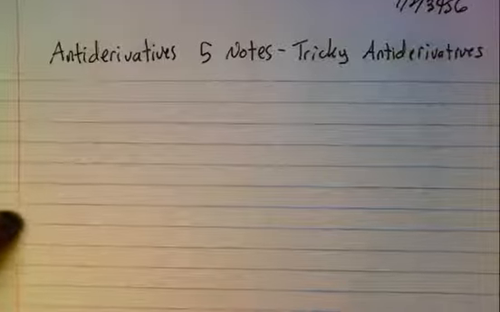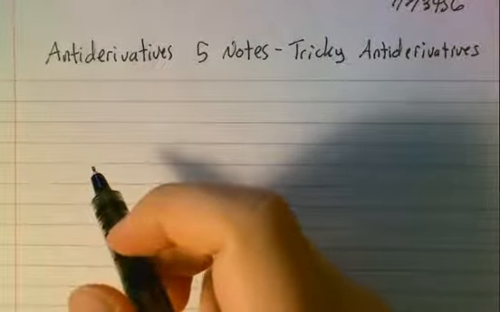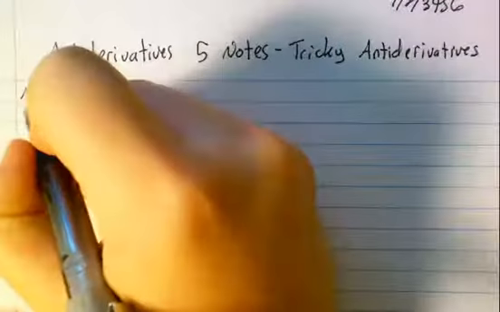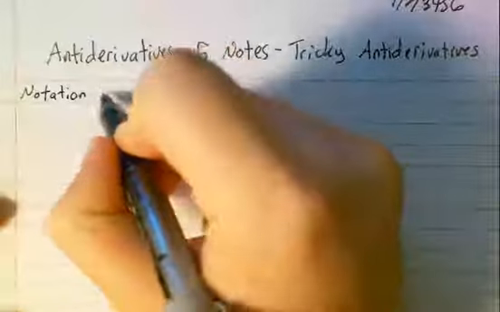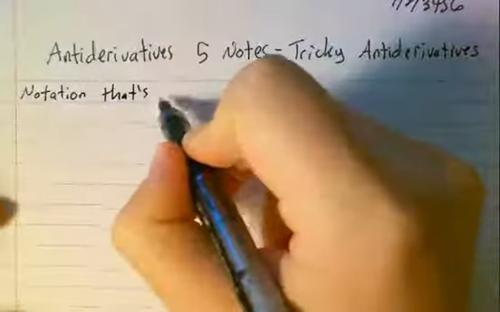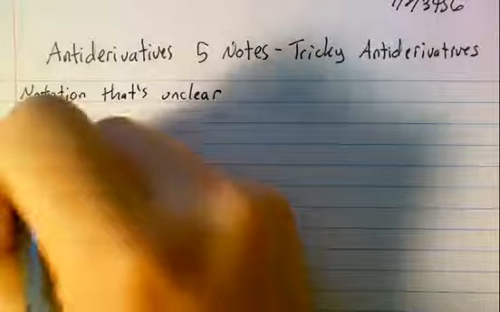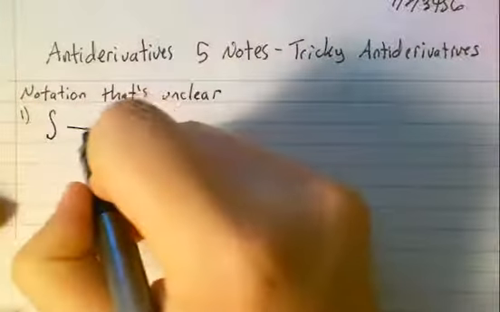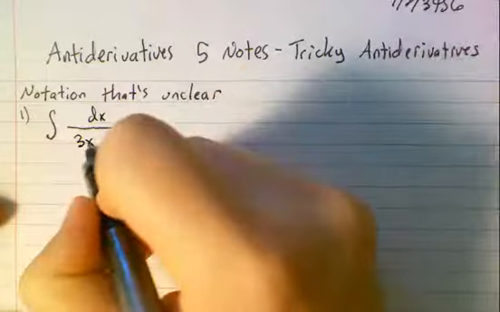So there are a couple of things that can make antiderivatives tricky, aside from just that finding u-substitution can be hard to do. One is notation that's unclear or unfamiliar. And there are a couple of ways that'll tend to happen. This is the most common one. The antiderivative dx over 3x plus 1.